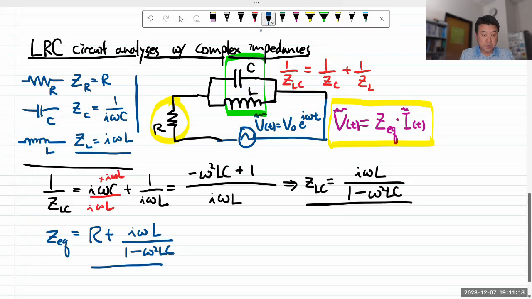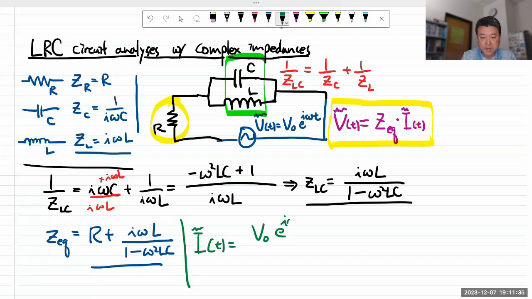Okay, so with this expression, we can say this. Solving for current in that expression, the current in this circuit looks like the voltage, which is V naught e to the I omega t, divided by the equivalent impedance R plus I omega L over 1 minus omega squared LC.